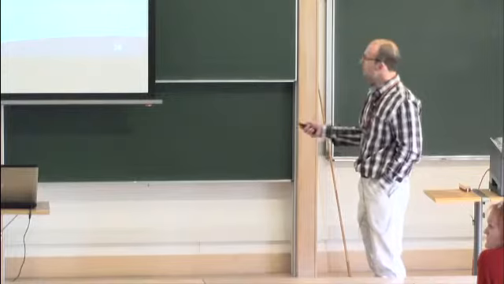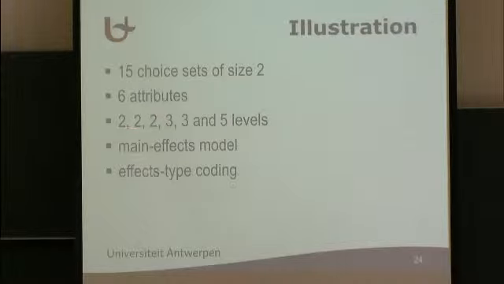So that means that for these 3 attributes with 2 levels, we need to estimate 1 parameter. For these 2 attributes with 3 levels, we need to estimate 2 parameters, and for this attribute, we need to estimate 4 parameters.